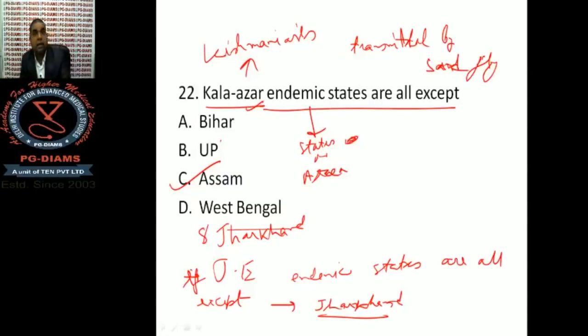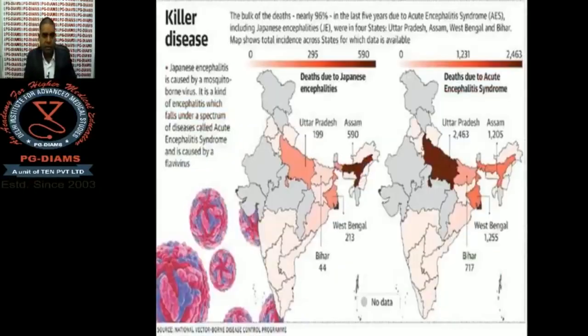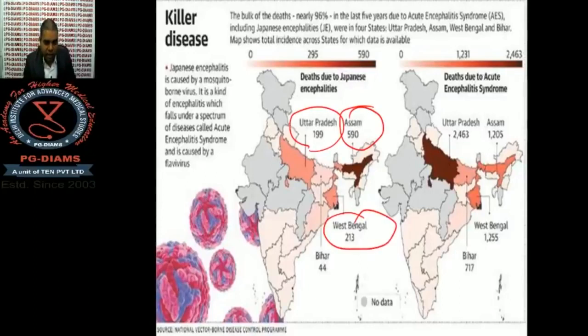Let's look at the graph of India representing endemic states for Japanese encephalitis. This is the graph representing Japanese encephalitis, the killer disease, the disease which recently killed 600 children in just one week in Gorakhpur BRD College Hospital. So it is endemic in UP, in Assam, in West Bengal and in Bihar, but not in Jharkhand. And that death is going to happen again this year as well.